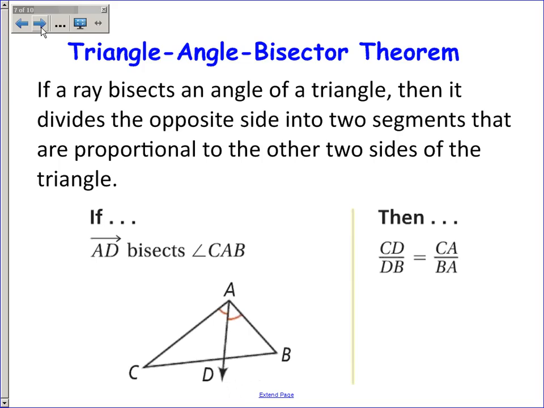All right, let's switch gears a little bit and talk about the triangle angle bisector theorem. If a ray bisects an angle of a triangle, then it will divide the opposite side into two segments that are proportional to the two other sides of the triangle. So in this picture, ray AD is an angle bisector for angle A. And what it means is that the ratio of CD divided by DB will be equal to CA over BA. I won't really explain why because it's a little confusing about why it works, but it does work.